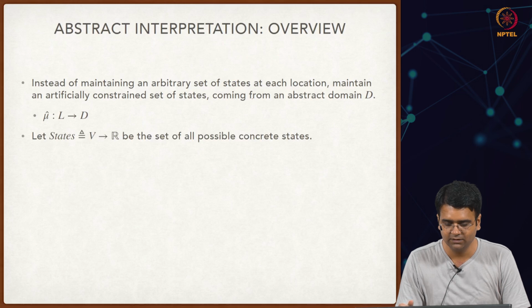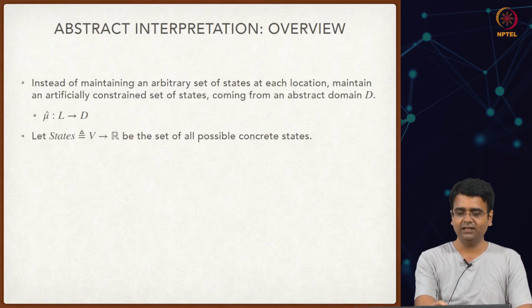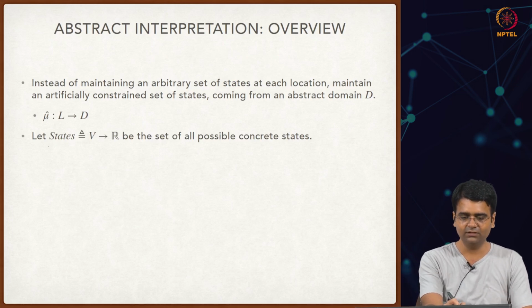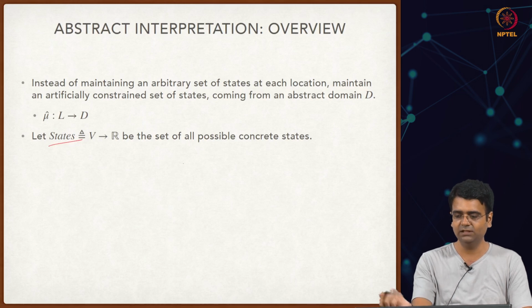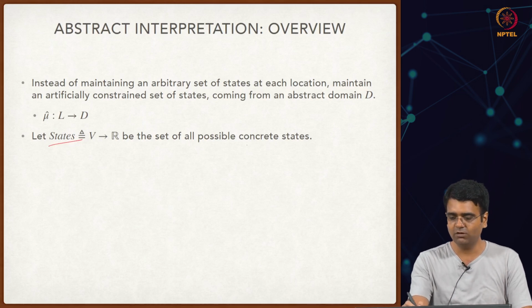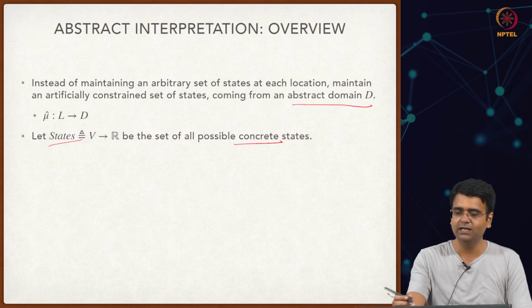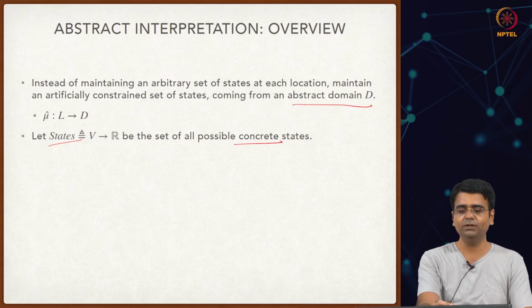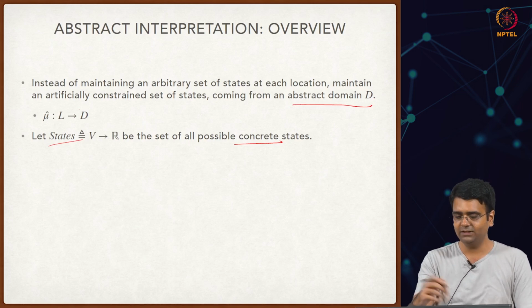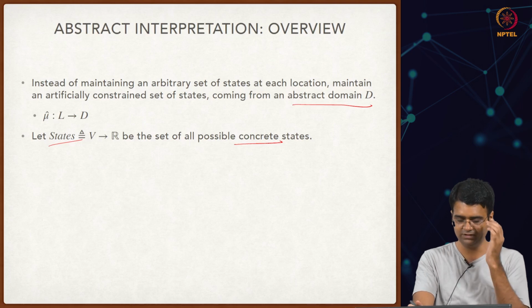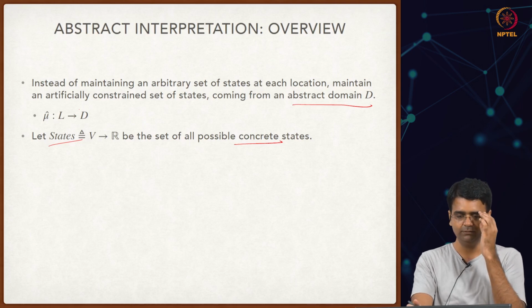To make this more concrete, let's define this notion of states. Suppose states are the set of all possible program states. We will call these concrete states now to distinguish them from abstract states, because my abstract states are essentially going to be elements of the abstract domain D. A concrete state is the actual program state, so it's just a valuation of the program variables.